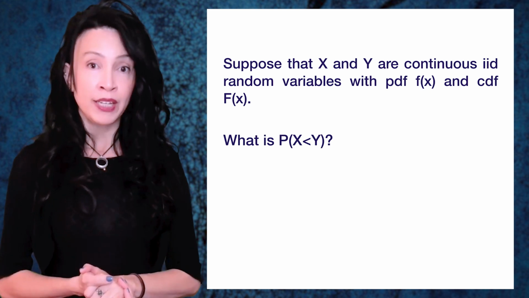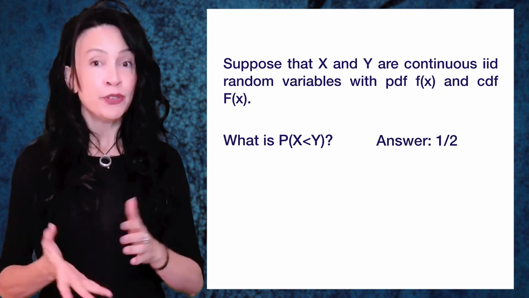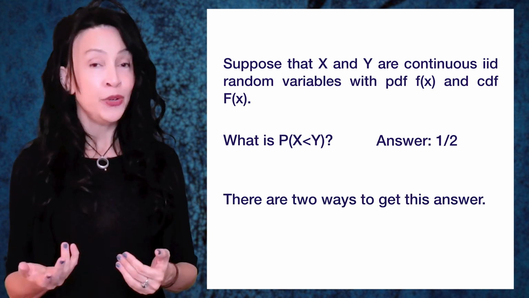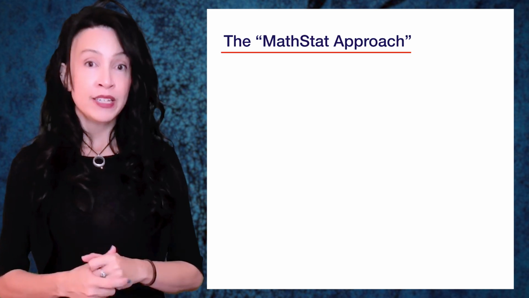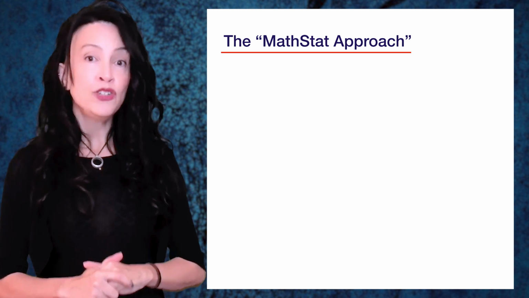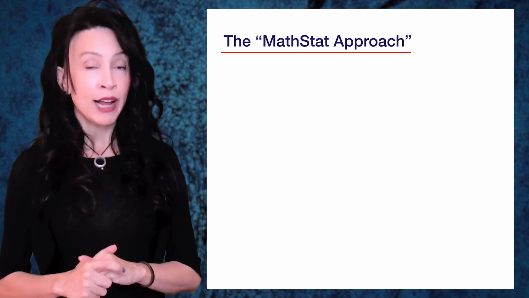What is the probability that X is less than Y? If you said 1/2, you're absolutely right. But if you're not convinced, let's show it mathematically. I'm going to show it in two ways. The first way to show this is what I call the math stat or mathematical statistics approach, and that is to compute the probability that X is less than Y by integrating the joint PDF for X and Y over the right region.